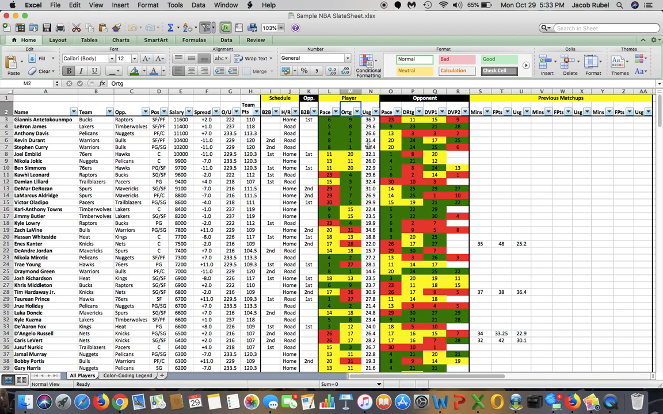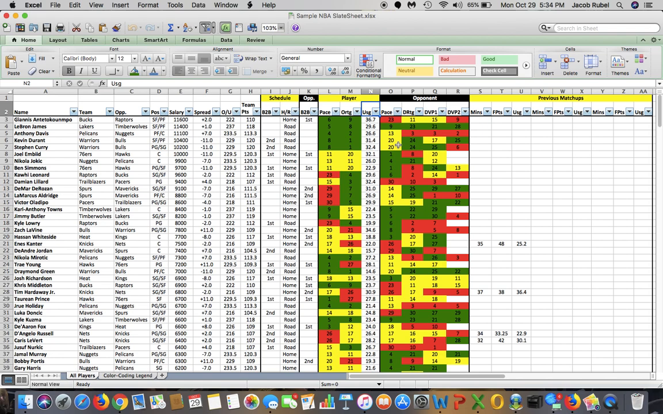ORTG, which stands for offensive rating, which is calculated by the number of actual points that team scores per 100 possessions. Then we have USG, which stands for usage. That is an estimate of the percentage of possessions that player is on the court, that player is involved in, and involved in is defined as taking a shot, getting to the free throw line, having the opportunity for an assist, or turning the ball over.